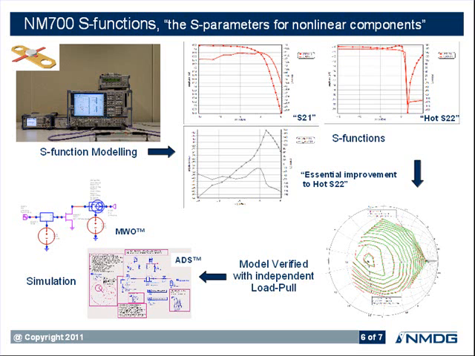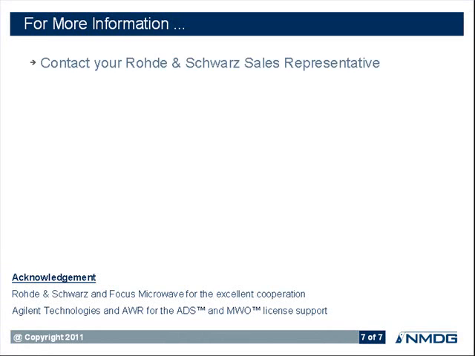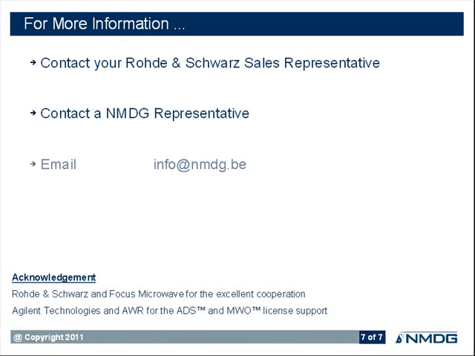Today, we do support two output formats. We basically are able to export the S-function models into MWO from AWR and into ADS from Agilent Technologies. This concludes a short presentation on the incremental applications that can be added to the Rohde-Schwarz network analyzer to step-by-step reveal the nonlinear behavior of your devices.